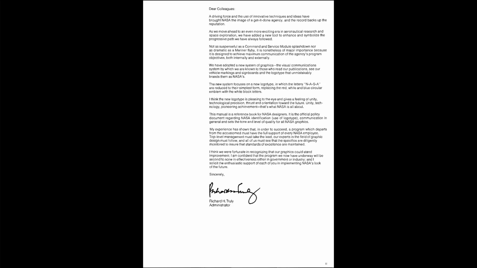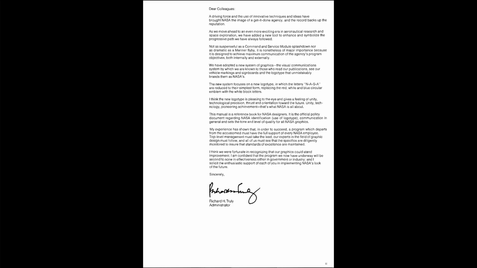Not as suspenseful as a command and service module splashdown, nor as dramatic as a Mariner flyby, it is nonetheless of major importance. I should point out, he's trying to address through here that he probably would have got a bit of flak saying, we need this, we need that. So often when you've got a group of people getting involved in a logo creation, you end up with an absolute mess because everyone wants to have as much input as they can possibly get into it. And to have somebody acknowledge, yes, guys, I know that's what you want, but that's not the best way of doing it.